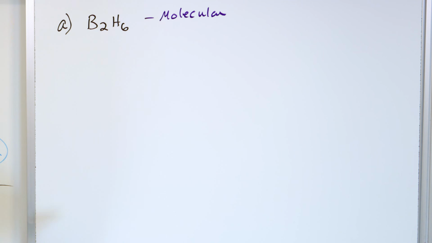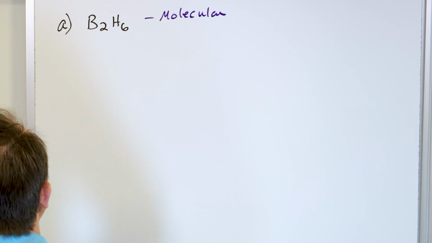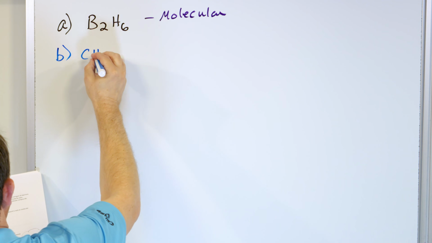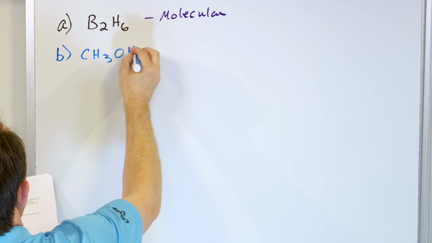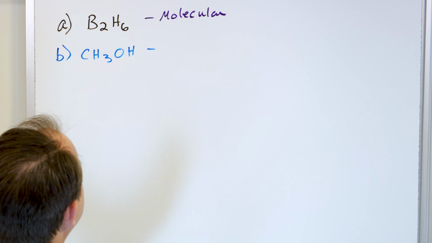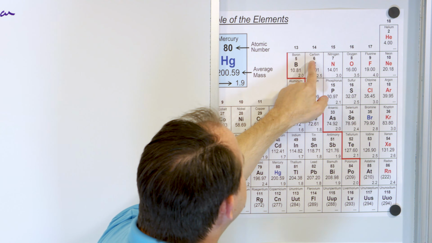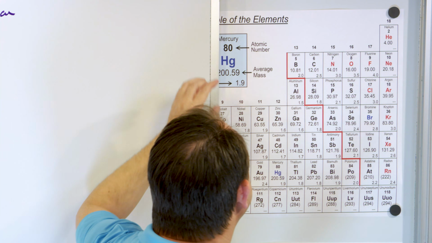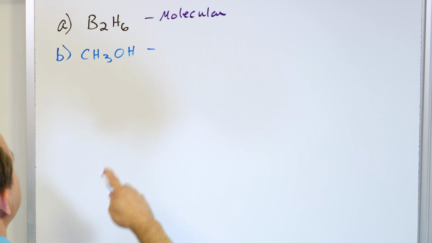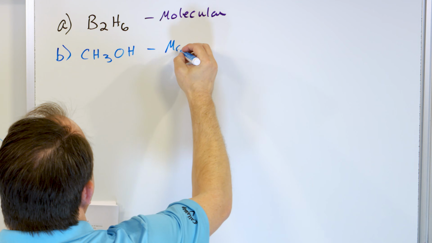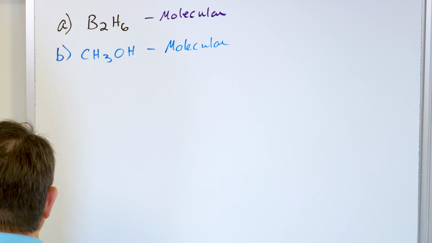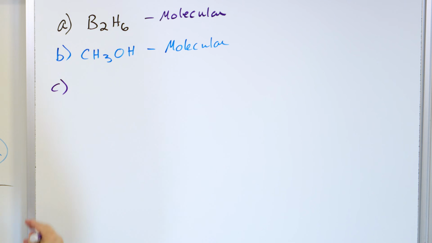It's molecular. All right, part B. Let's take a look at CH3OH. Now we have carbons, hydrogens, and oxygens, and all of those are coming from the right. Carbons, oxygens, hydrogens on the left, but it counts as being on the right, all nonmetals. So because of that, this is molecular.